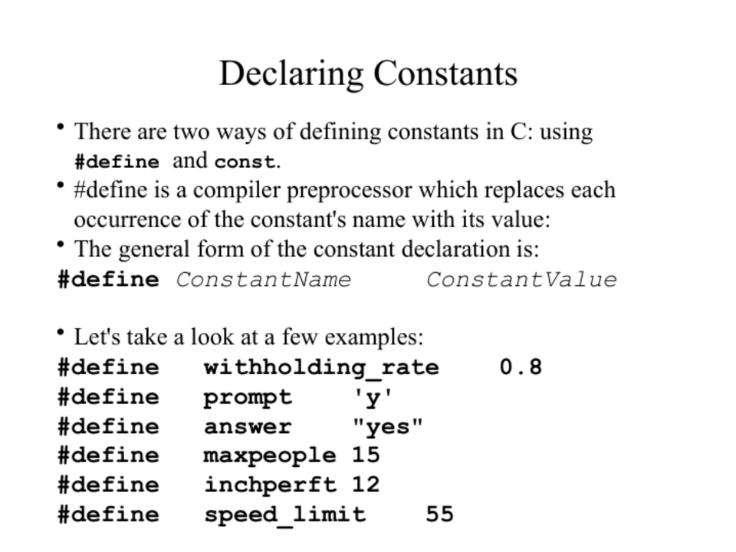The general form looks like this: define, followed by the constant name, then the constant value. For example, you might see define with holding rate 0.8 or define prompt y. Other examples include define answer yes, define maxpeople 15, hash define inchperf 12, and define speed limit 55. The key takeaway here is that hash define is a straightforward way to create constants that can be used throughout your code, making it more readable and easier to manage. This approach ties into our overall theme of writing clear, maintainable code by using constants effectively.